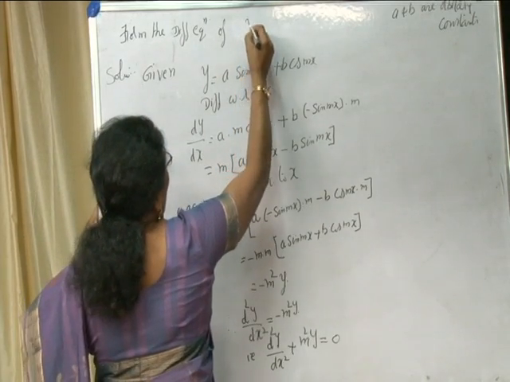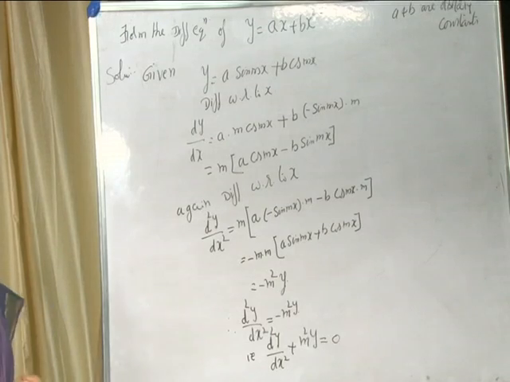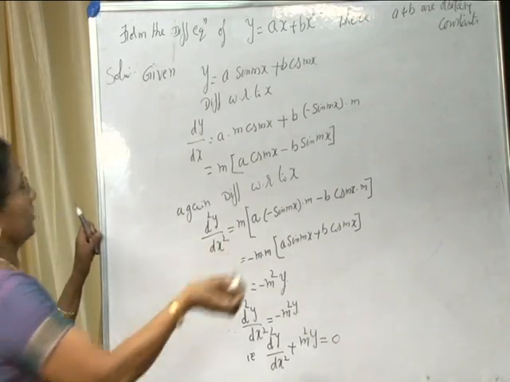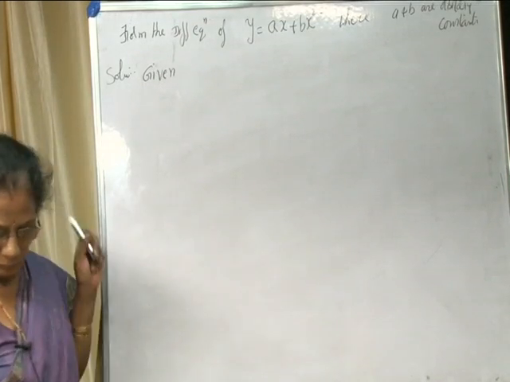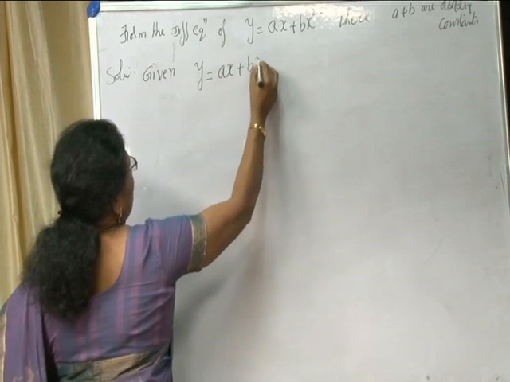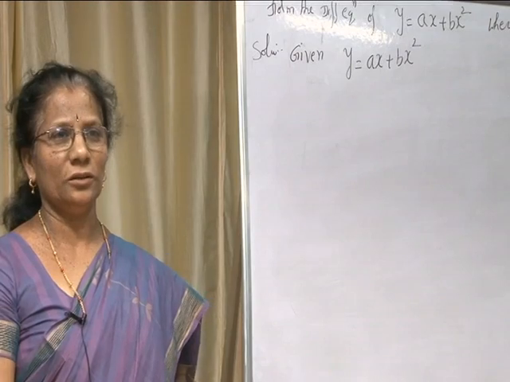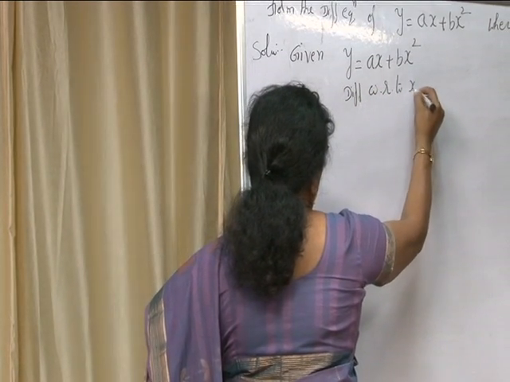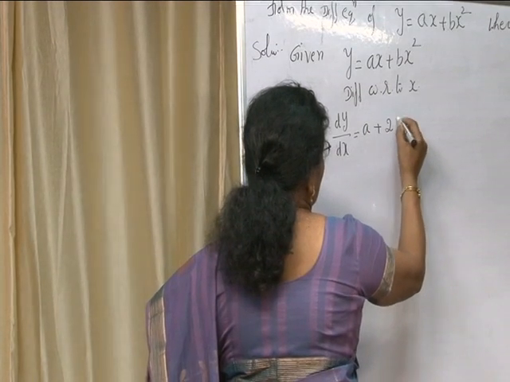Form the differential equation of y is equal to ax plus bx squared, where a and b are arbitrary constants. Given y is equal to ax plus bx squared. I told you in the beginning itself, two arbitrary constants are there, so we have to differentiate twice. Differentiate with respect to x. dy by dx, derivative of ax is a plus 2bx.